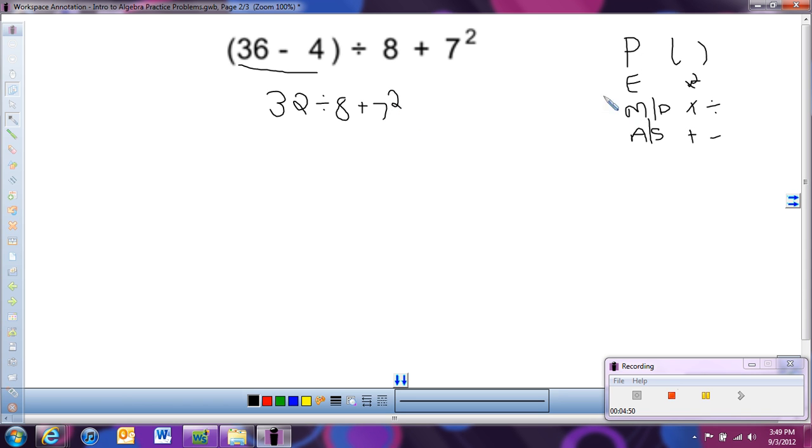So now I'm going to come back to my list. We did parentheses. There's no more left. Next step is looking at exponents, anything to the second, the third power, things like that, and I can see right here, there is that step. So that's our next part. I'll underline that. 7 squared, which is like saying 7 times 7, is 49. And now I'm going to rewrite the rest of my problem so that I can see what is left.